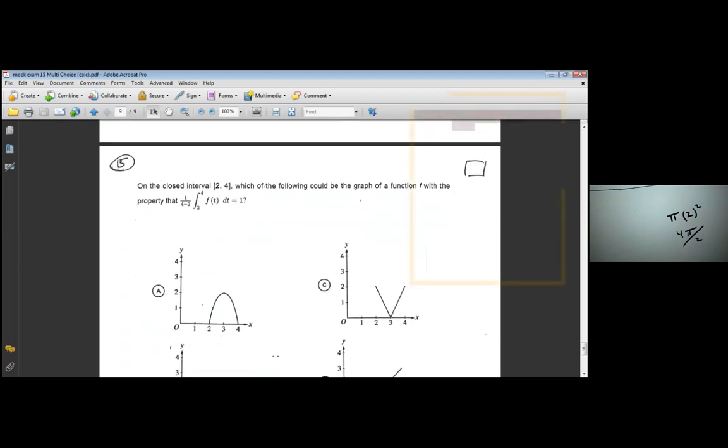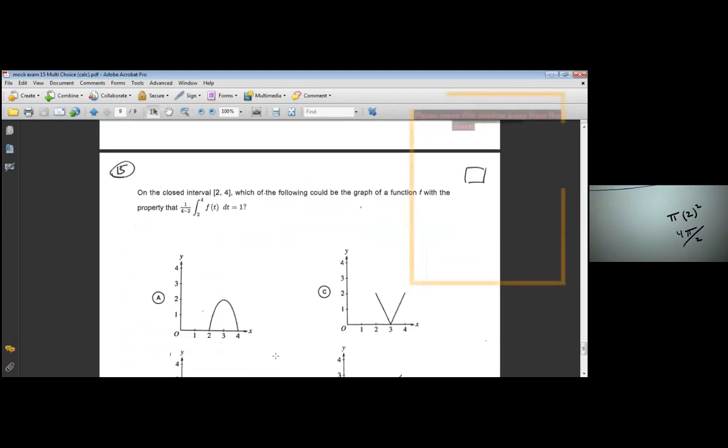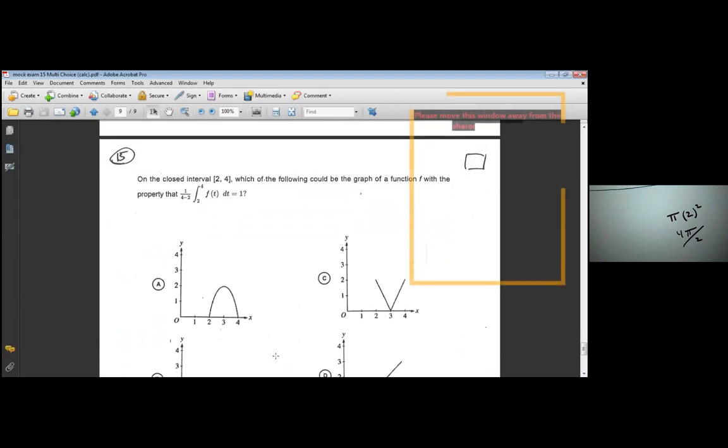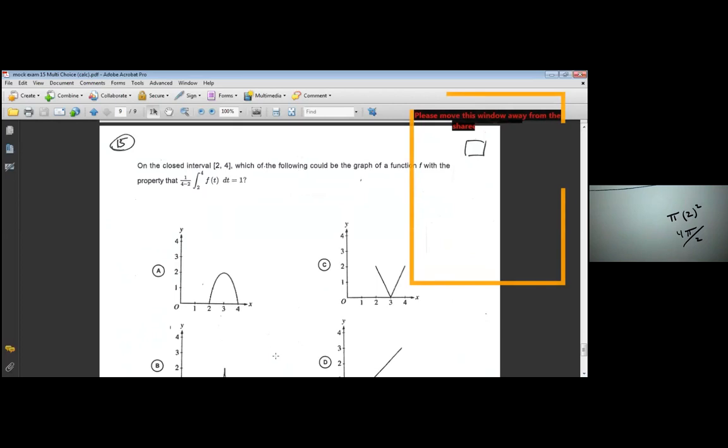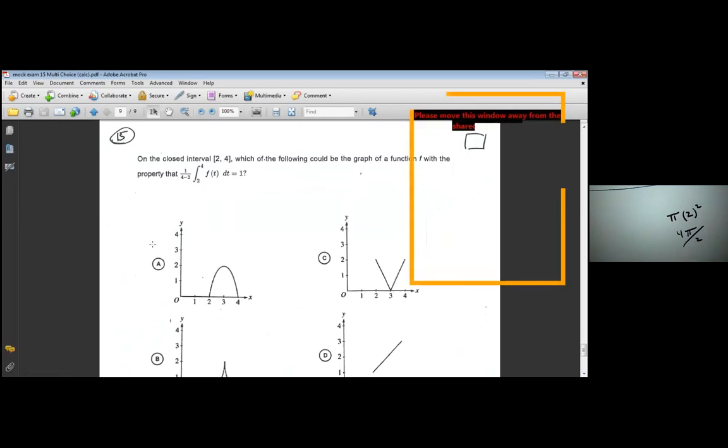Okay, 15. On the closed interval 2 to 4, which of the following could be the function f with the property that, whoa, all right. Somebody translate this for me into English. Which one of these could have what?